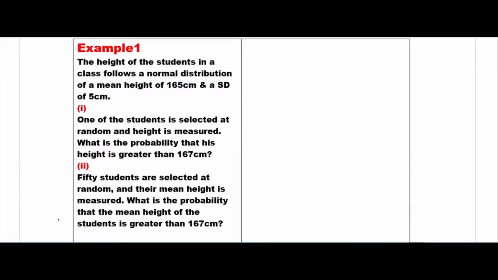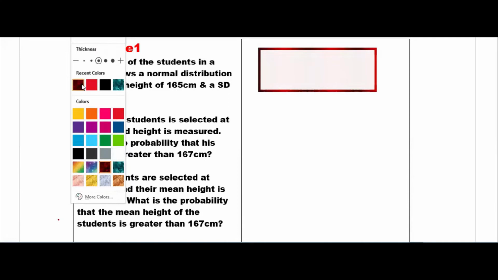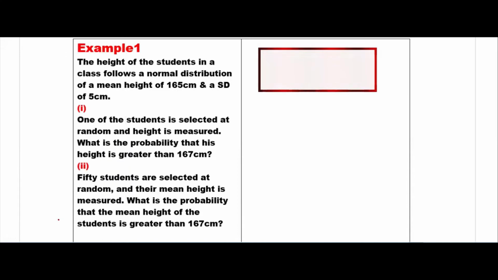The height of the students in a class follows a normal distribution with a mean height of 165 centimeter and a standard deviation of 5 centimeter. Yes, sir. So we are not talking about the students present. There are so many students present and we're not interested to count the head. We are not interested to count all of them here. What we want is whatever number of students are present here, we want to pick up only one.